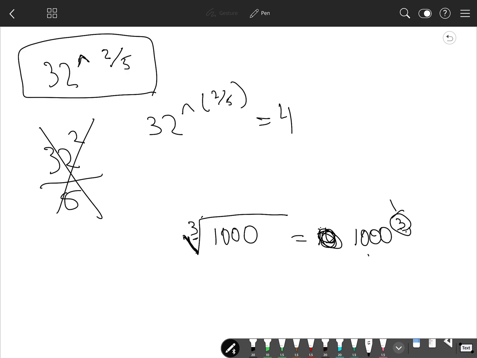For me, this radical helps me say what number multiplied by itself this many times equals that. Okay, I think there's one more thing we need to cover on this, and then we will be good. So let's look at one last thing.